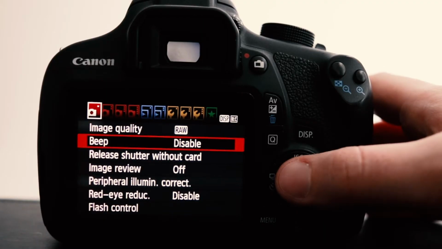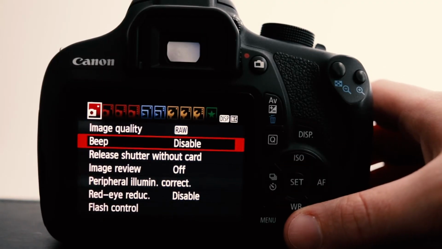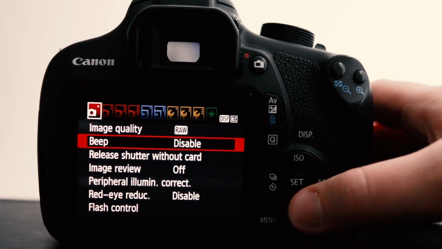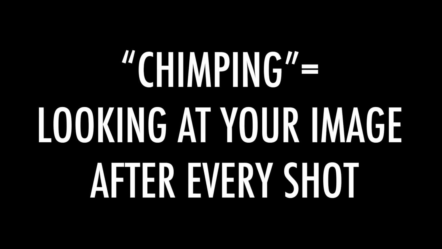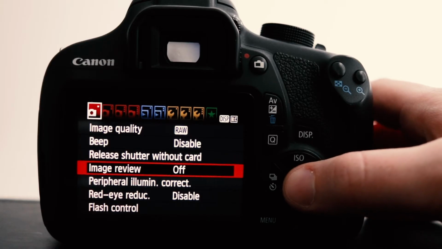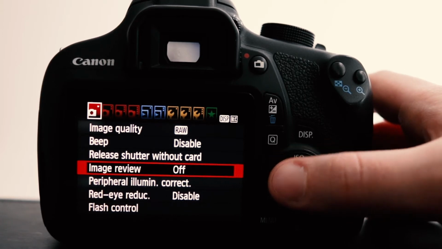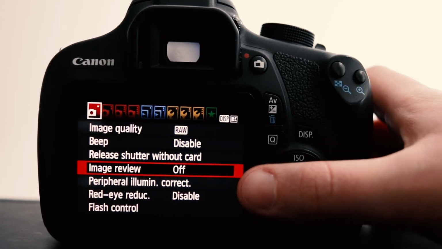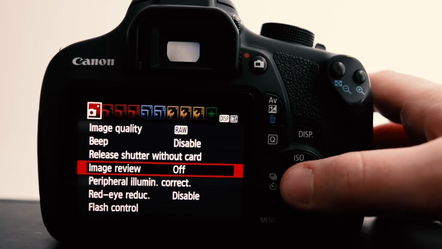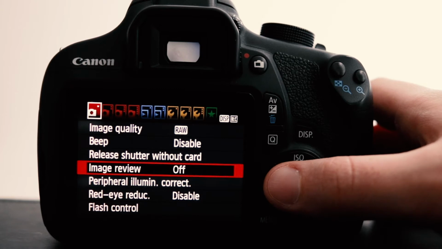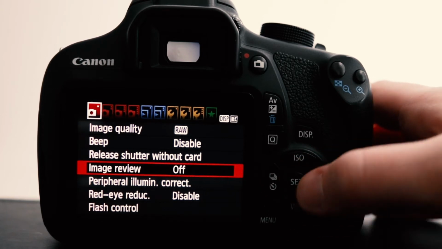I always disable the beep on my camera because it annoys me and because it's distracting if you are shooting people or animals. The next setting that's super important is image review. I turn it off because if you don't, you get an image showing up on your screen every time you take a picture, which can be really annoying if you're shooting continuously. It also slows down your camera.